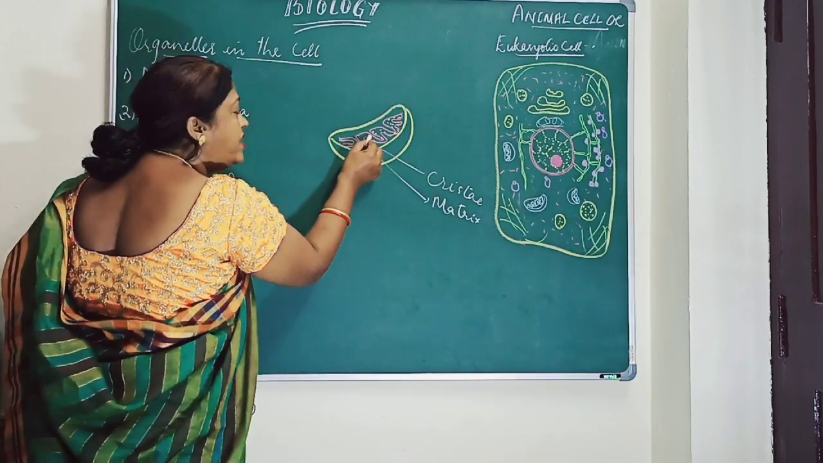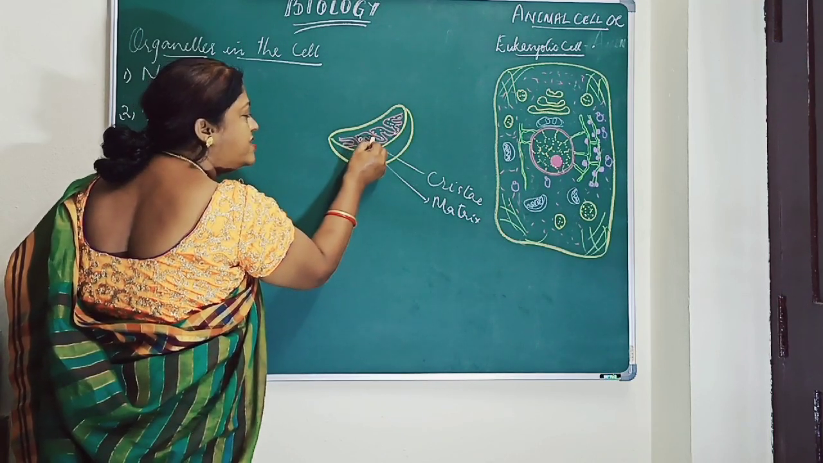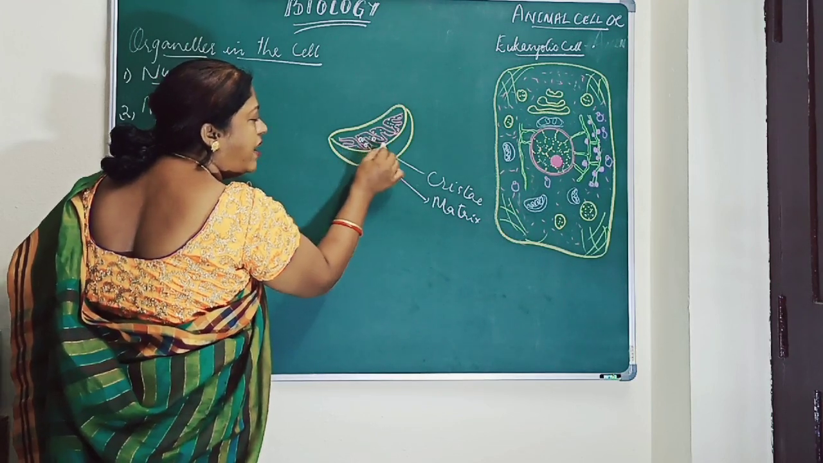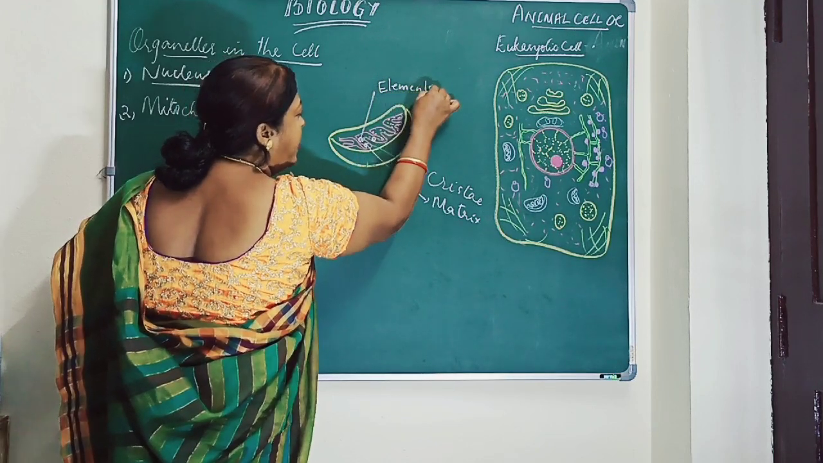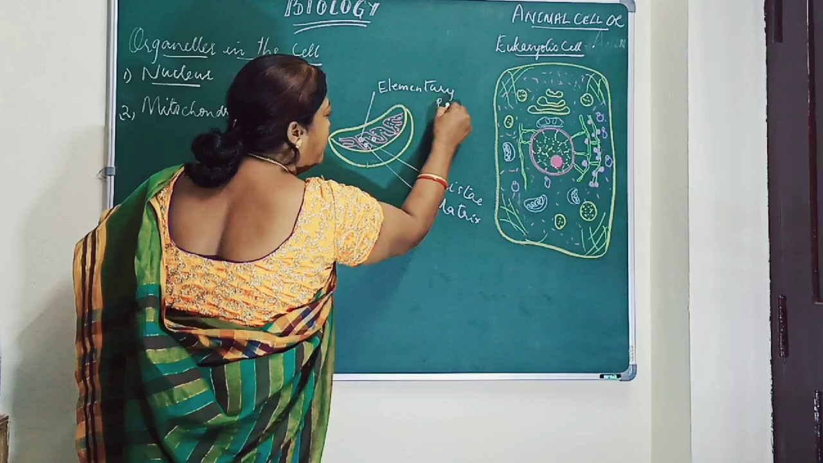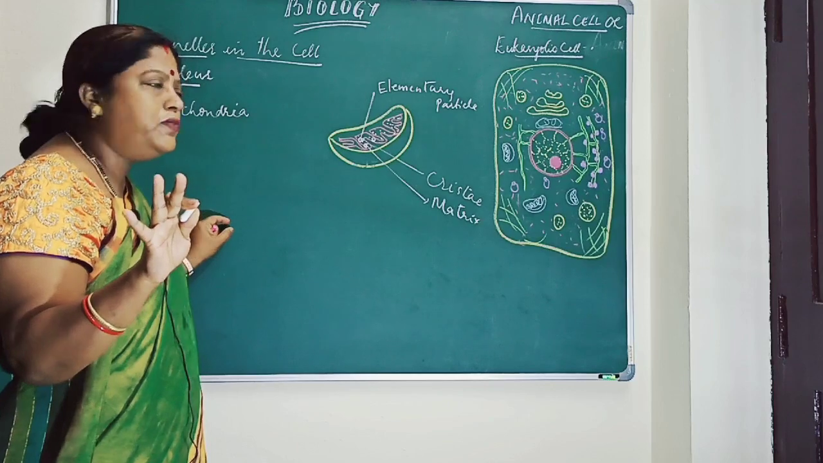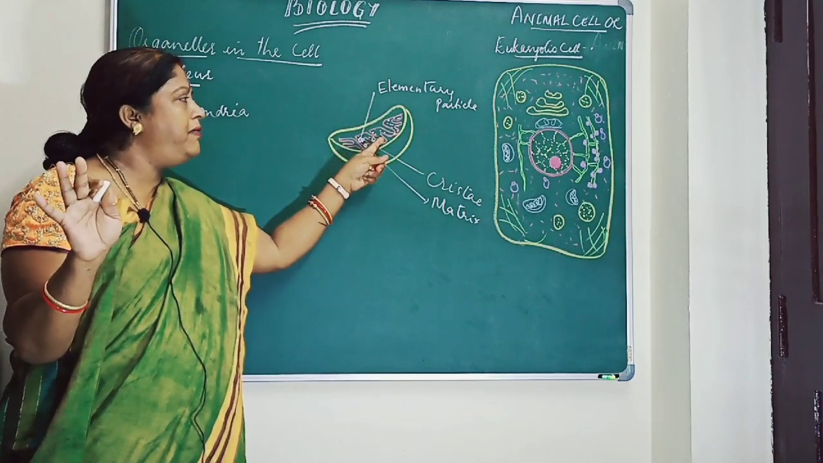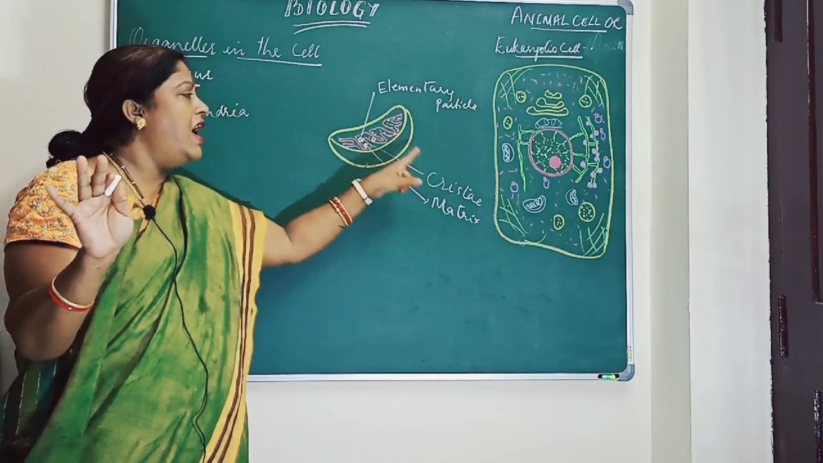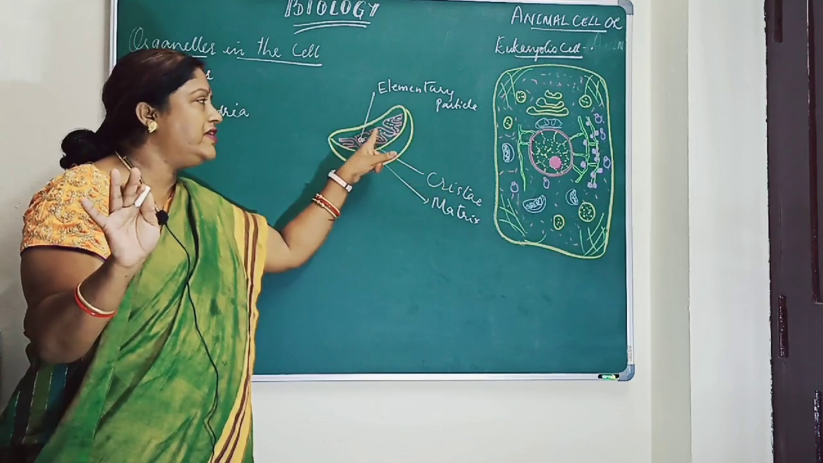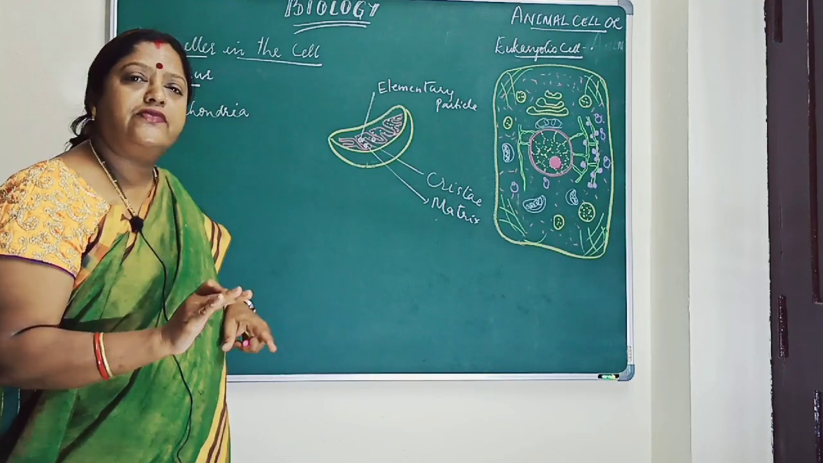On the cristae, facing towards the matrix, there are elementary particles. So mitochondria has two membranes, the outer membrane and the inner membrane. The outer membrane is porous, the inner membrane has finger-like projections, and those are called cristae. It is filled with colorless fluid, and that is called matrix. This is the structure of the mitochondria.